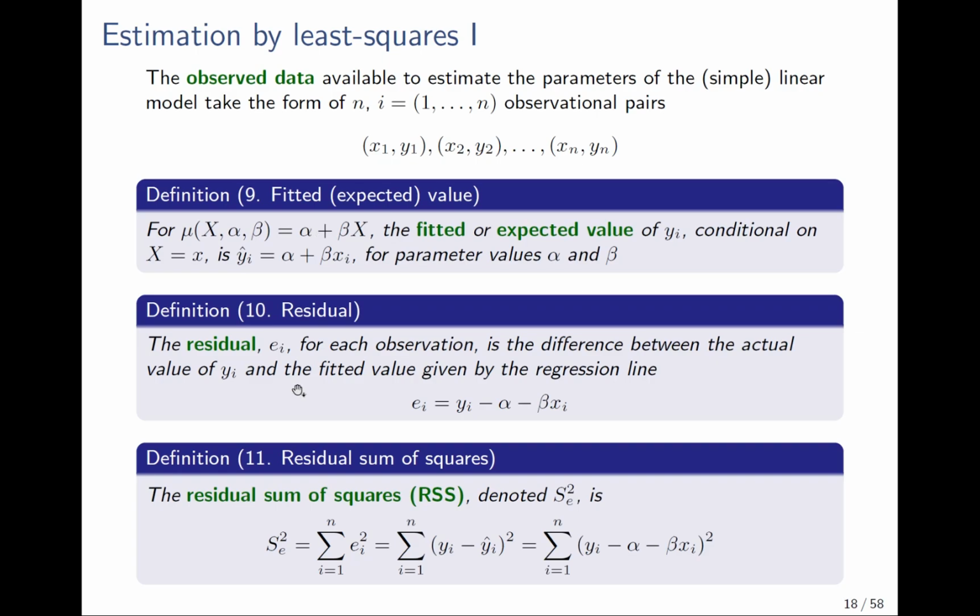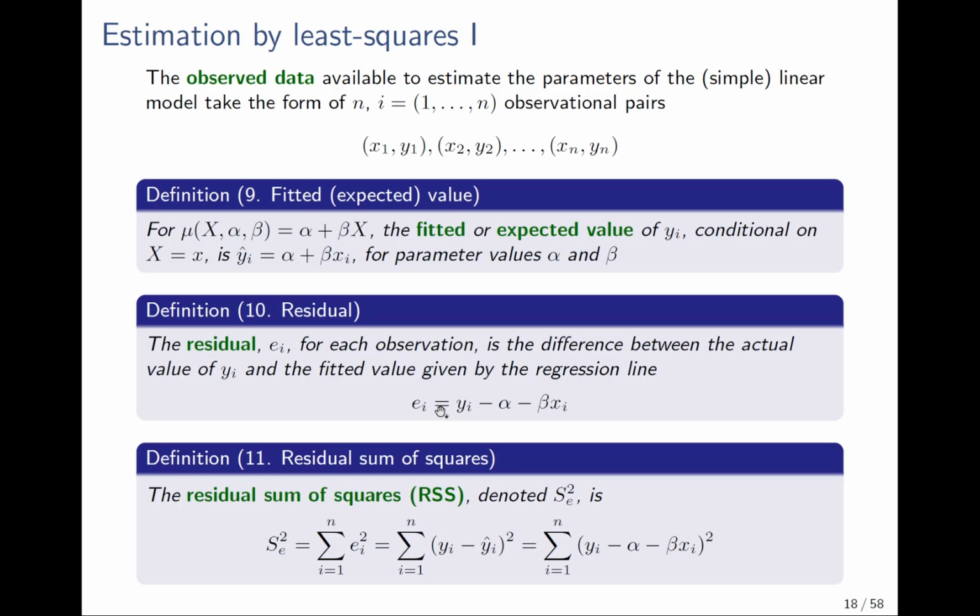The residual, and this time it is e_i, not curly e_i, for each observation, is the difference between the actual value of y_i and the fitted value given by the regression line for whatever values of alpha and beta we choose to use. Now we've written this as e_i, not curly e, because it's not the actual population error of the regression model, it's just the difference in the observed data between y_i and the fitted part of the model. Okay, so it's not the population error, it's the residual. We call it the residual.